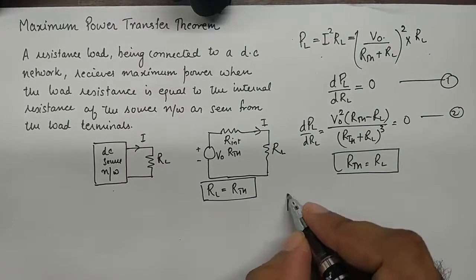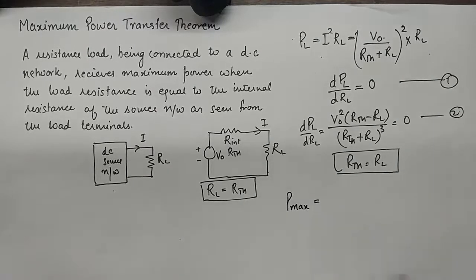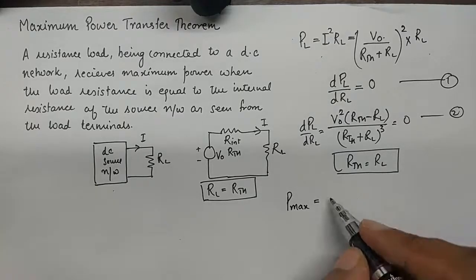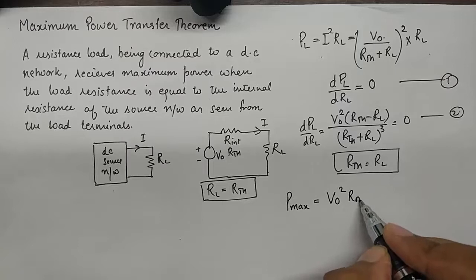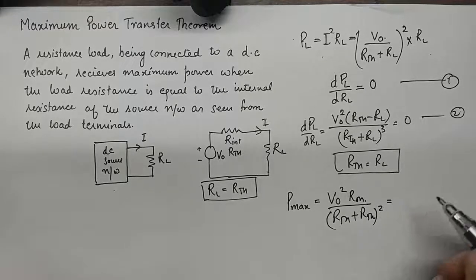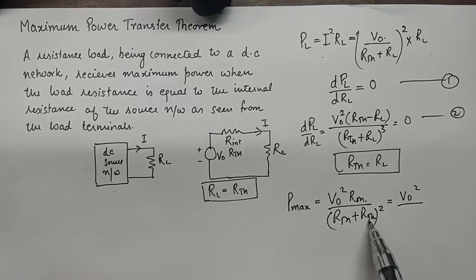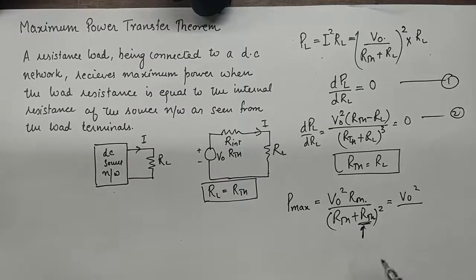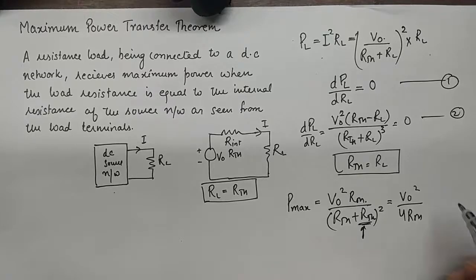And what is that maximum power that gets transferred to the load? This is also of interest. So this becomes the maximum power. Now here in this equation you could see that I've substituted the load resistance as RTH. So I've gotten this. Again, a very important equation. I'll put a star next to it.